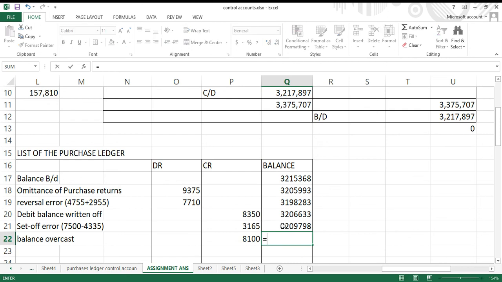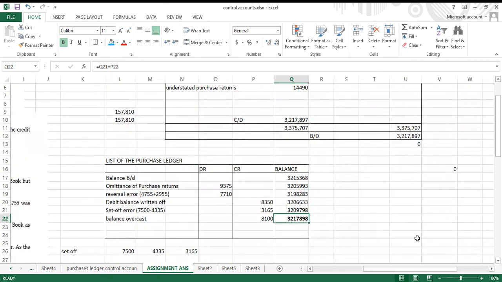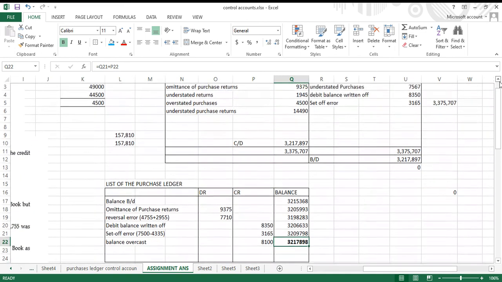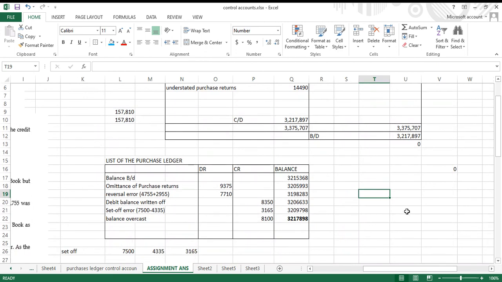Finally, we get 3,217,898. So we'll have a difference of only one quarter. The difference is not that significant. At least the balances are corroborating, only a difference of one quarter. So that brings us to the end of the question.